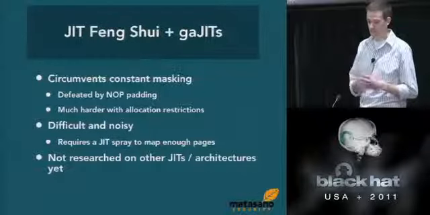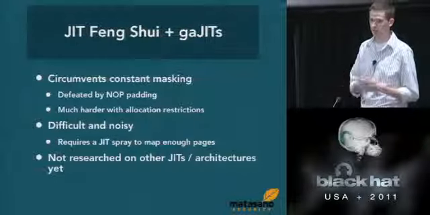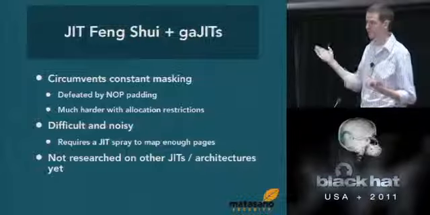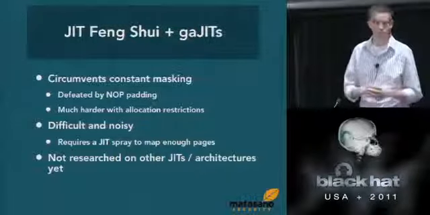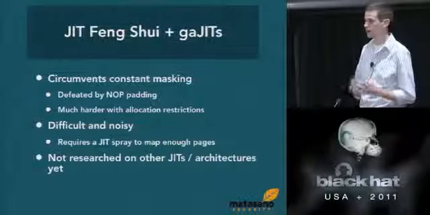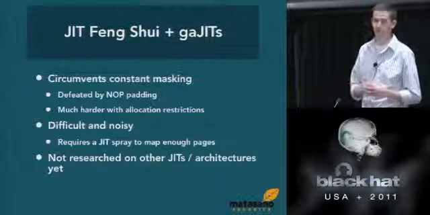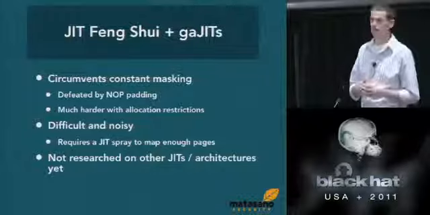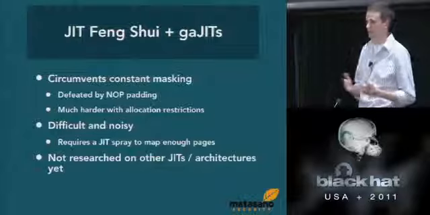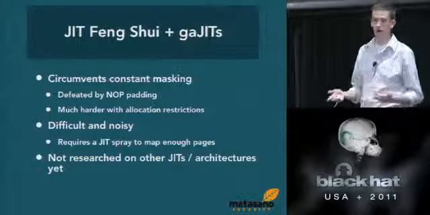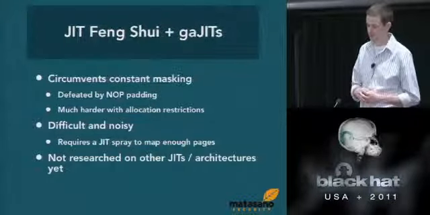And again, it's really difficult to pull off because you have to do a spray attack, right? You have to allocate tons and tons of memory to make it work. And of course, we only researched it on Firefox and LLVM so far. There's lots and lots of other JIT engines that need to be looked at to see how controllable their outputs are and whether those outputs contain usable gadgets that you can find at predictable offsets in the JIT-emitted page.